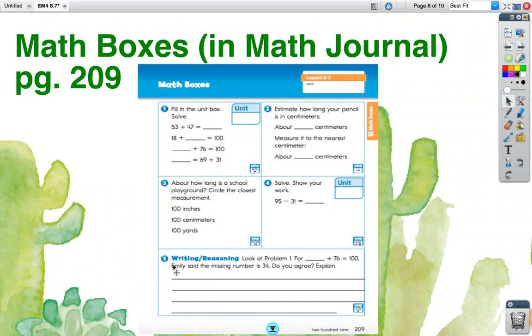And number 5, writing reasoning. Look at problem 1. For blank plus 76 equals 100, Emily said the missing number is 34. Do you agree? Explain.